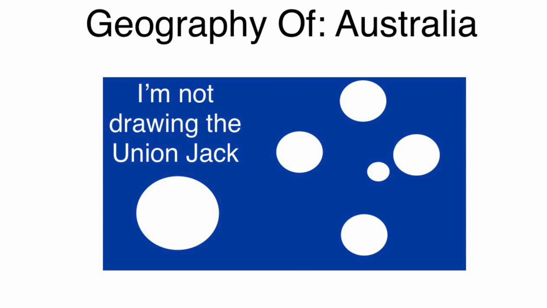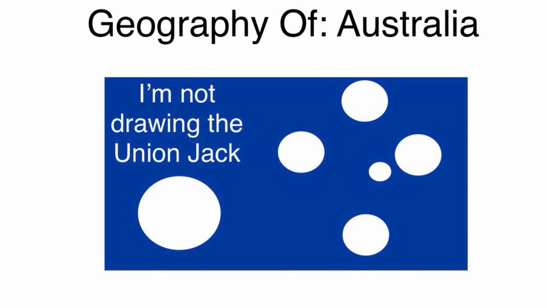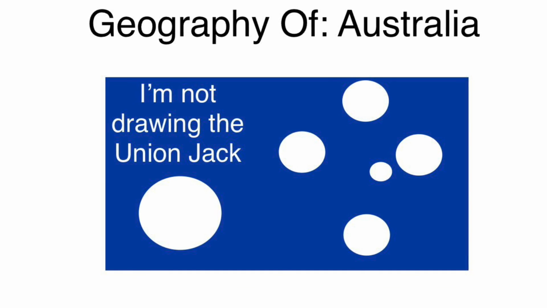In conclusion, Australia is a large country/continent located between the Indian and Pacific Oceans.